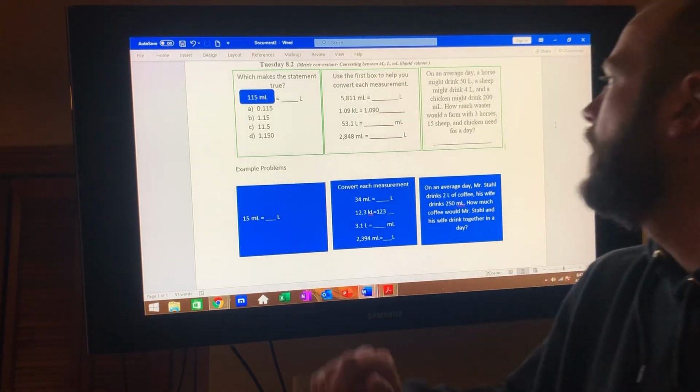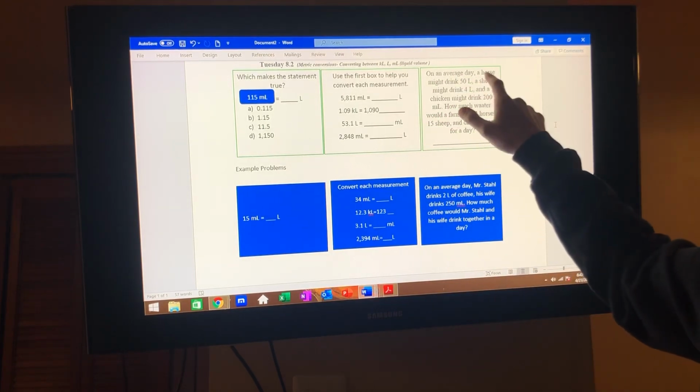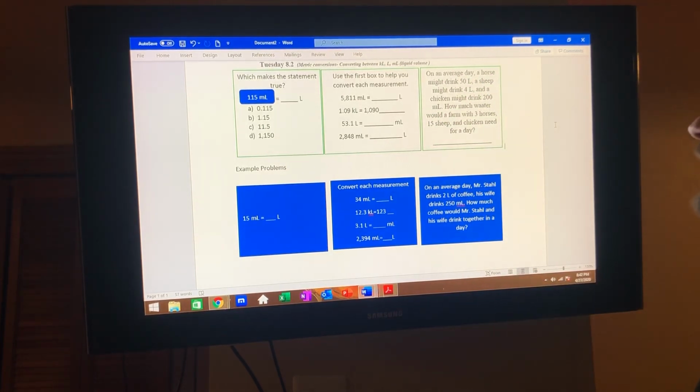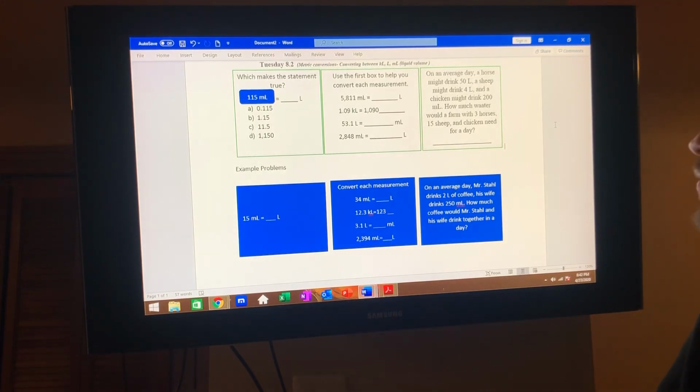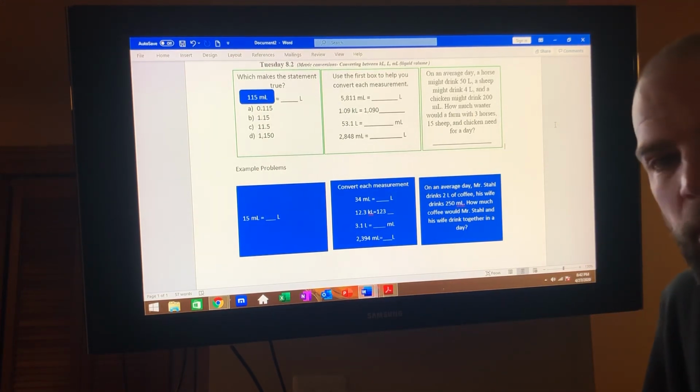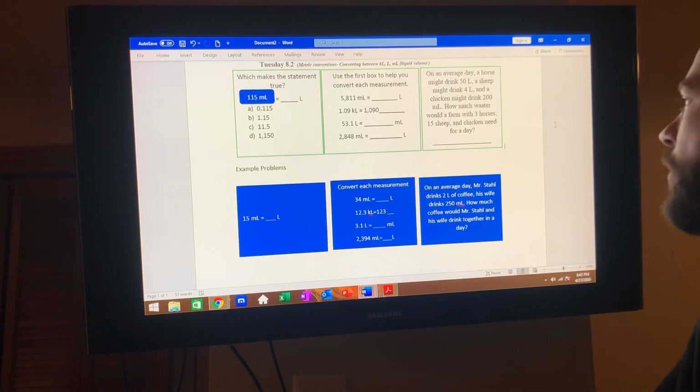All right, and then over here it says, on an average day, a horse might drink 50 liters, a sheep might drink 4 liters, a chicken might drink 200 milliliters, which is like an eye droplet. How much water would a farm with 3 horses, 15 sheep, and a chicken need for the day?